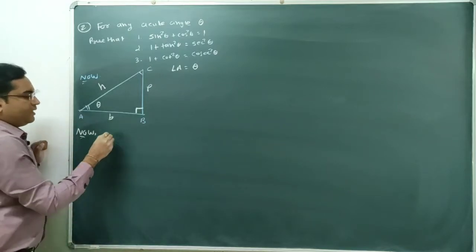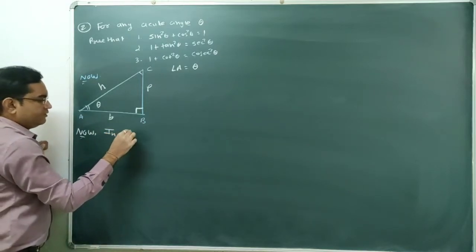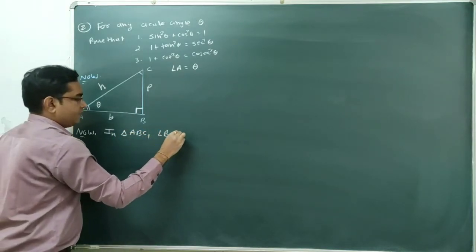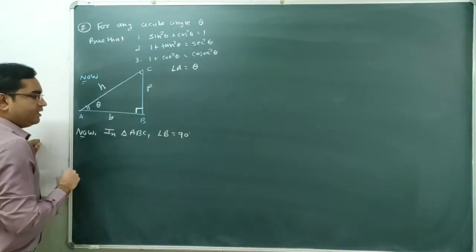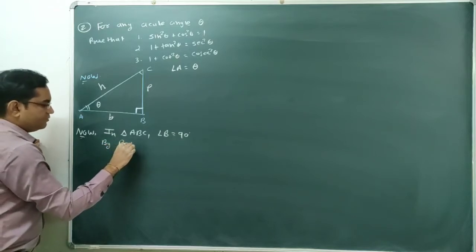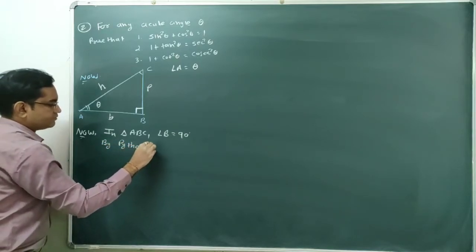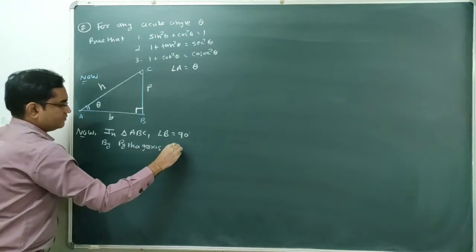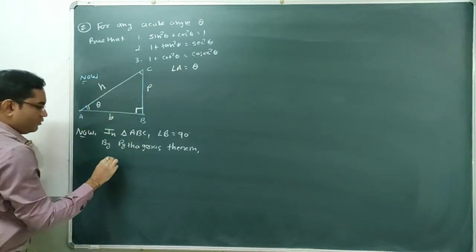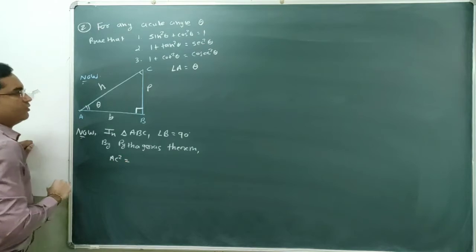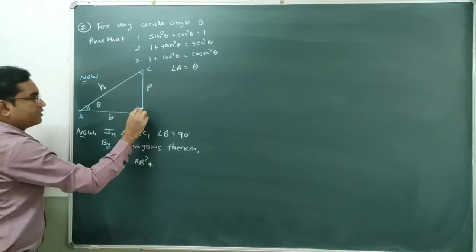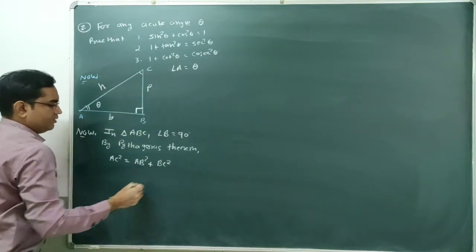So here, applying Pythagoras theorem in triangle ABC. In triangle ABC, angle B is 90 degree, and hence we can apply Pythagoras theorem. So by Pythagoras theorem, we can say that square of hypotenuse, AC square, is equal to sum of square of its remaining two sides, that is AB square plus BC square.